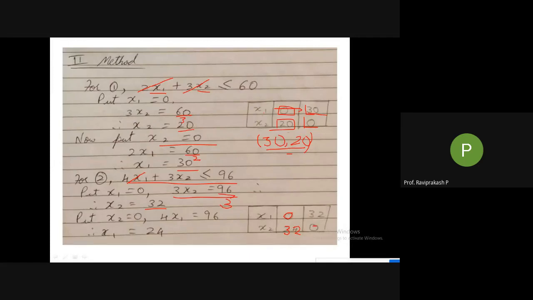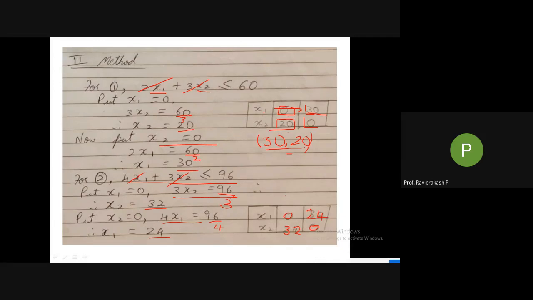So similarly, when I put 0 in x2, this term will become 0. So now 4x1 is equal to 96. So x1 is 96 divided by 4, and the value that I am getting is 24. So instead of 32 here, I have to write 24. So that was the mistake.